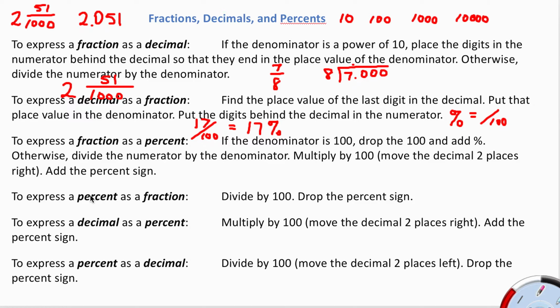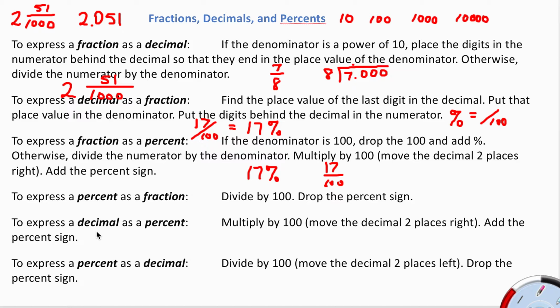So if the denominator is 100, like if I had a fraction that was 17 hundredths, I could just change that to 17%, instead of 17 per 100. Otherwise, if the denominator is not 100, do your division like we talked about right here, and then you'll have a decimal, and you can change your decimal to a percent, which we'll talk about right down here. To express a percent as a fraction, if I had 17% and I wanted to write it as a fraction, I just say instead of percent, it's 17 per 100. Then don't forget to reduce your fraction if it will reduce.